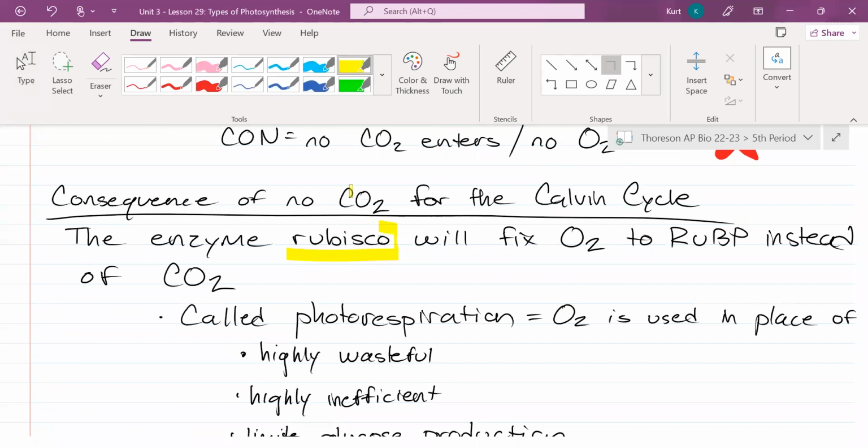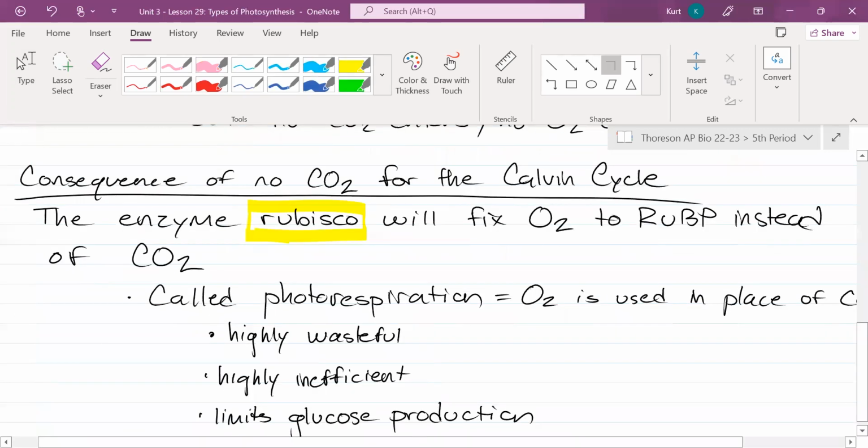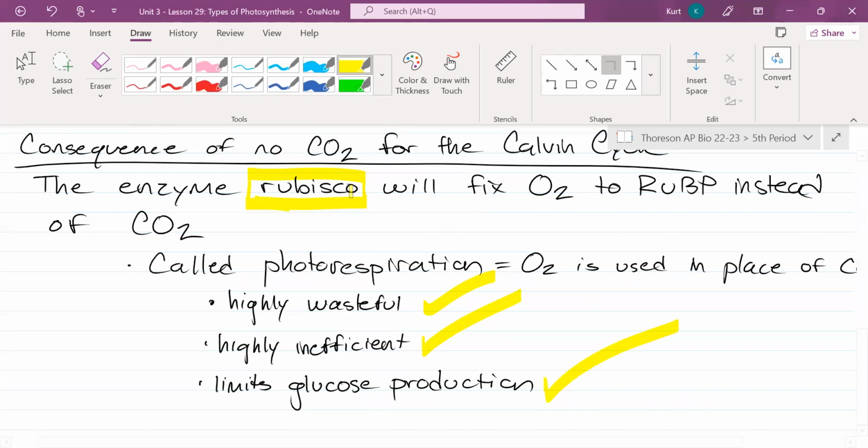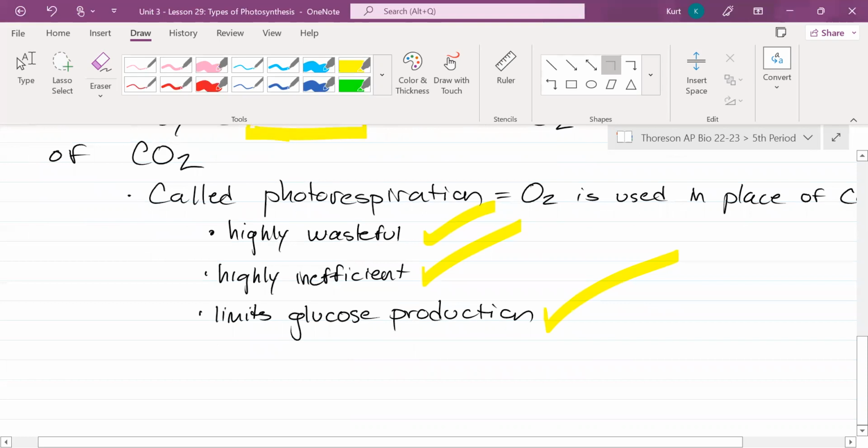The enzyme Rubisco, which can fix CO2 to RuBP, will actually use oxygen in the absence of CO2 for the Calvin cycle. This is bad. It is wasteful, it is inefficient, and it limits glucose production. I have nothing good to say about photorespiration. There's no pro and con with that. And this is a disadvantage in very hot, dry environments.